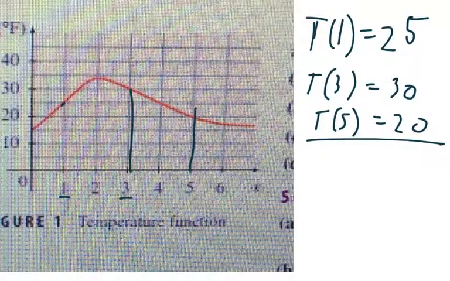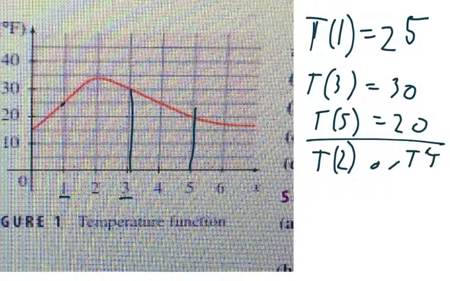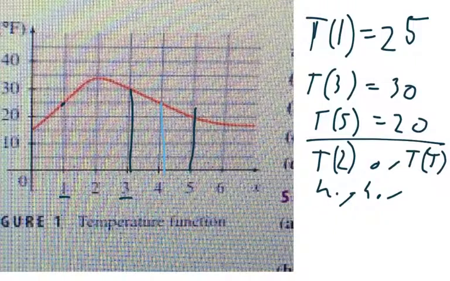Okay, which one's higher? t of 2 or t of 4? Well, if I draw t of 4, it looks like it is at 25. When I do t of 2, that looks like it is at almost 35. Therefore, t of 2 is the one that is actually higher. You can take a look just at the graph and probably have figured that one out.